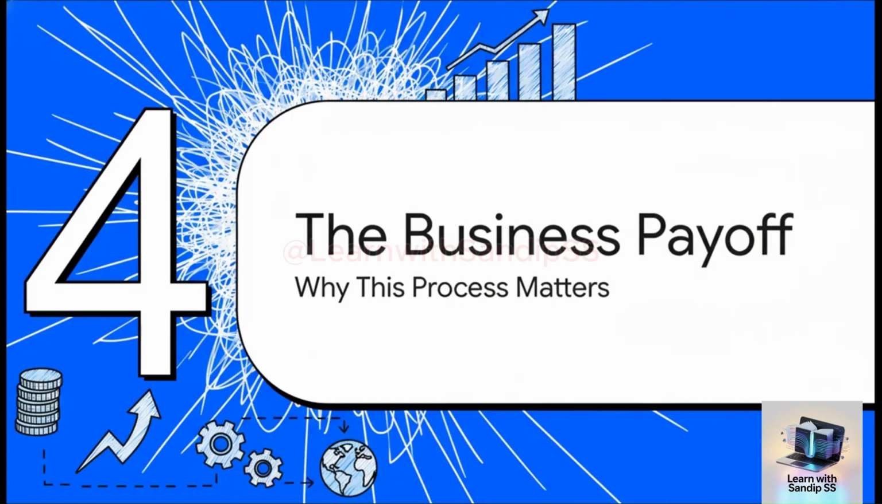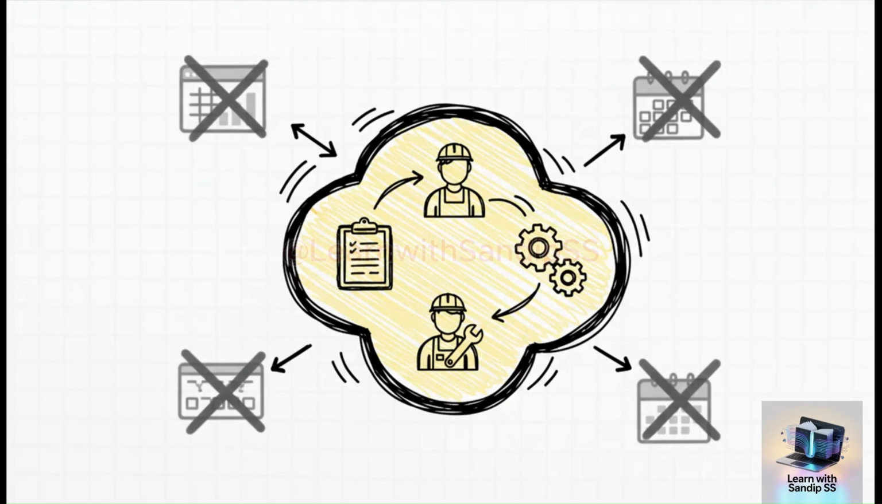So, we've walked through the how, but let's wrap up with the why. Why go through all the trouble of setting up a process like this? Well, the business benefits are frankly huge. First off, you get a genuinely integrated system. Your planning, your field team, your parts management, it all happens in one place. You can say goodbye to disconnected spreadsheets and apps that don't talk to each other. It's just one single seamless flow of information.